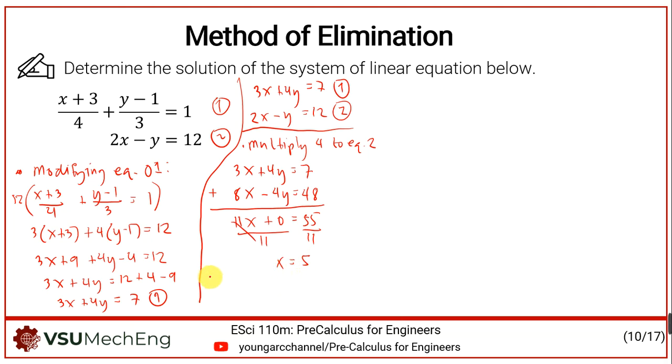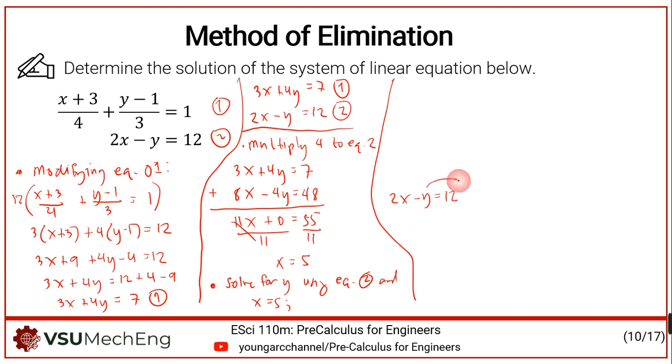Now, to solve for y, substitute the value of x into either of these two equations. Actually, we can use equation 2, with x equal to 5. We have 2x minus y equals 12. Transpose this to become 2x minus 12 equals y. Then substitute the value of x: 2 times 5 minus 12 is equal to y. So this is 10 minus 12 equals y. Therefore, y is equal to negative 2.